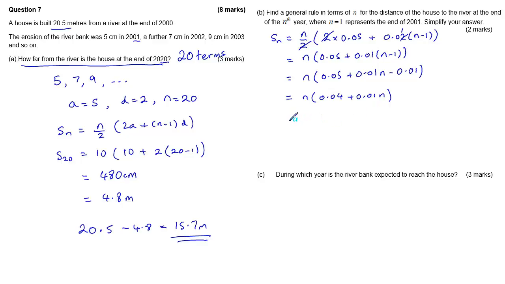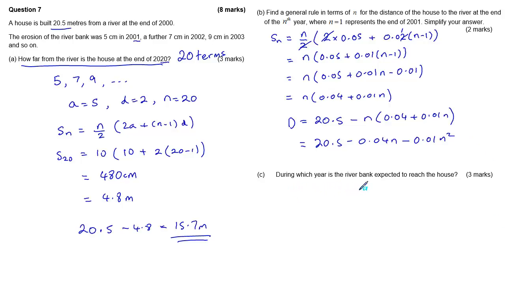So we can say that the distance is going to be 20.5 take away n into 0.04 plus 0.01n. We could probably leave it there or go a step further and say that's 20.5 take away 0.04n take away 0.01n squared.